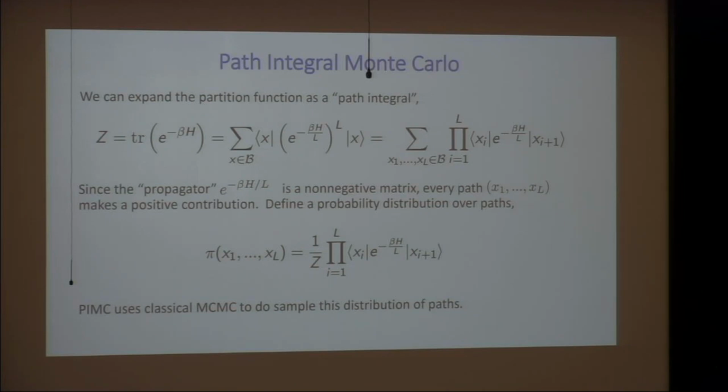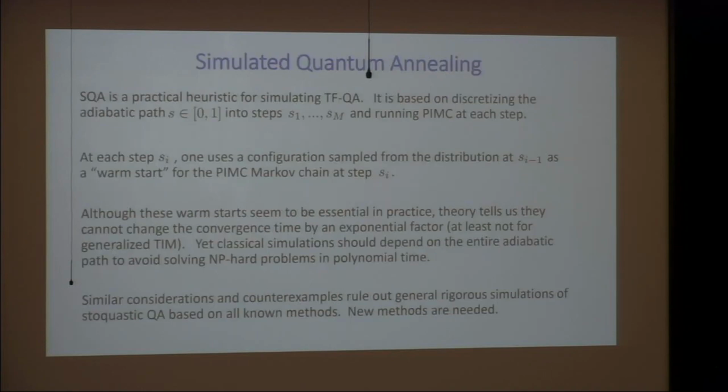Okay. And this path integral Monte Carlo algorithm is the basis for what is called simulated quantum annealing. So simulated quantum annealing is this practical heuristic that is used to simulate transverse field quantum annealing, both at 0 temperature or at finite temperature. And it is based on discretizing the adiabatic path, so this parameter s that goes from 0 to 1, into a bunch of small steps, s1 through sm, and running path integral Monte Carlo at each step of that path.